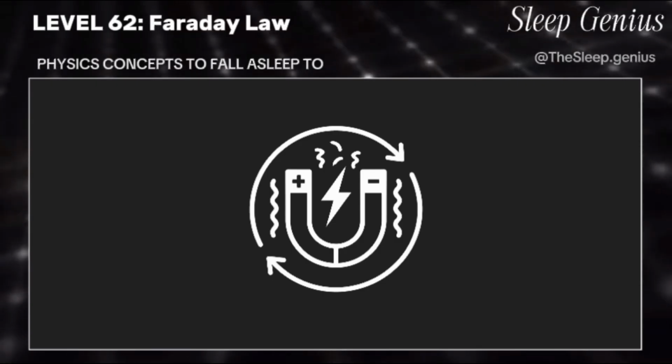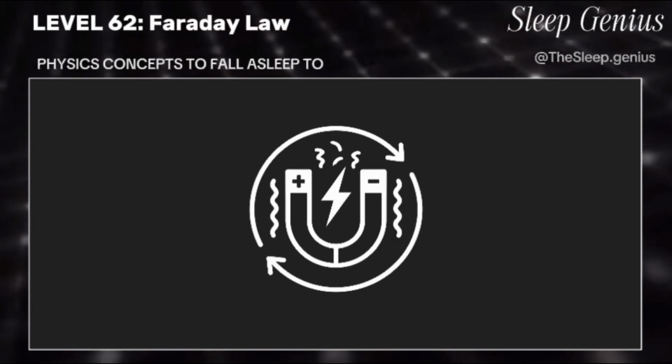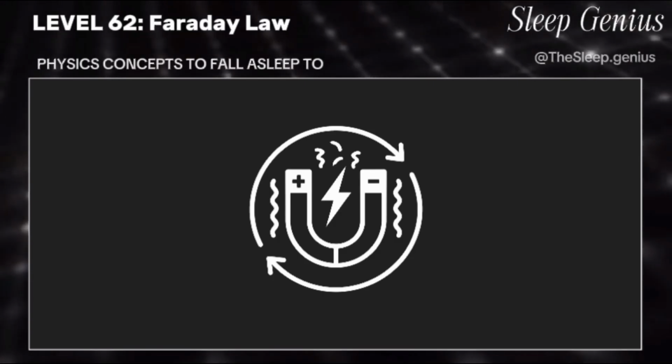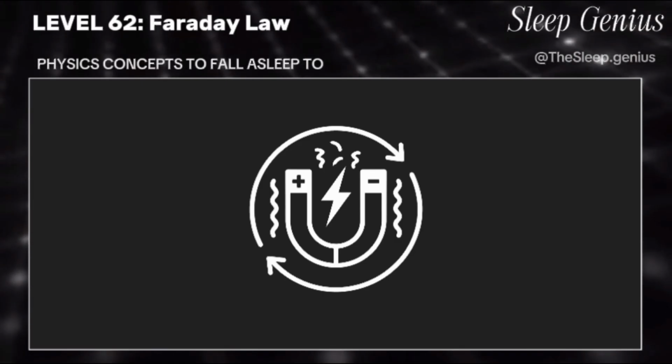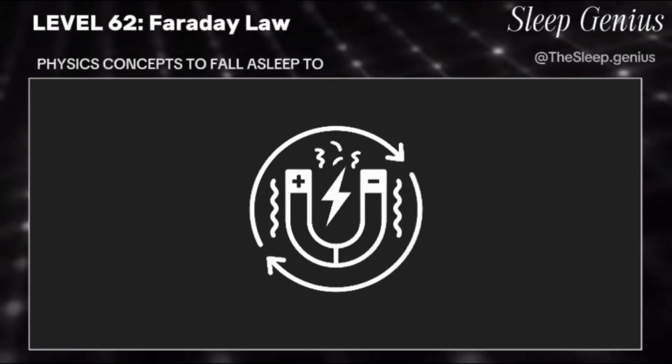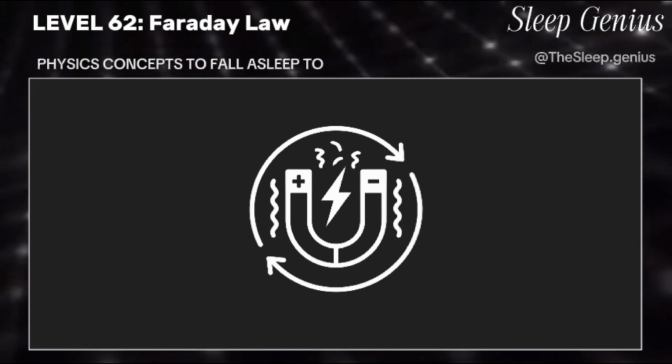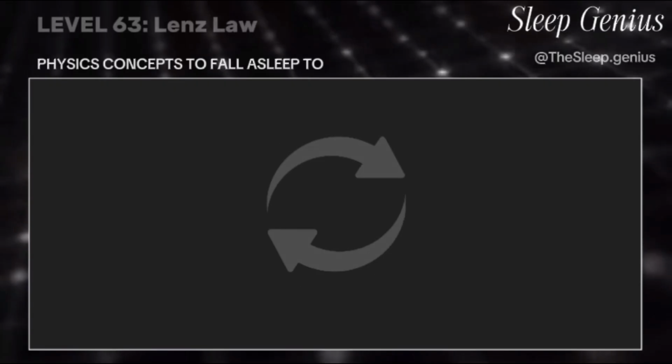Current appears whenever the magnetic field changes. Faster changes create stronger currents. Repeated motion leads to repeated induction, showing a clear pattern of cause and effect. Faraday's law demonstrates the unity of physical forces. It teaches that motion and magnetism create electricity, guiding modern technology and energy systems. The principle reminds us that simple physical changes can have powerful effects.